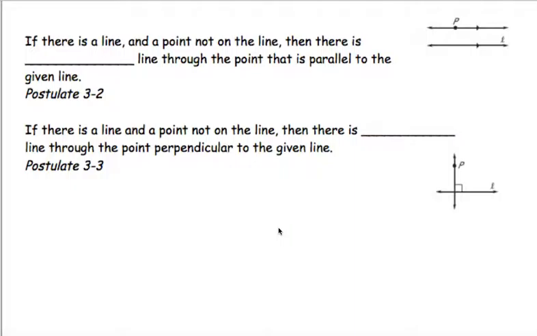Here we have a couple of postulates, pretty obvious postulates. If there is a line and a point not on the line, then there is exactly one line through the point that is parallel to the given line. And if there is a line and a point not on the line, then there is exactly one line through the point perpendicular to the given line.